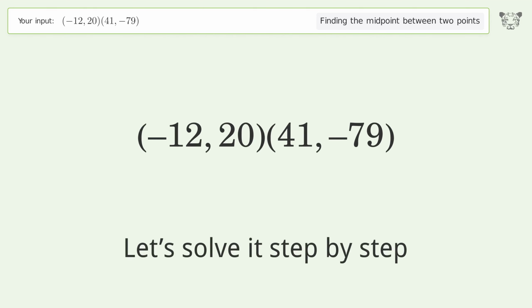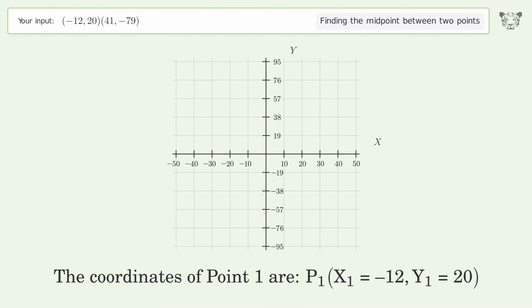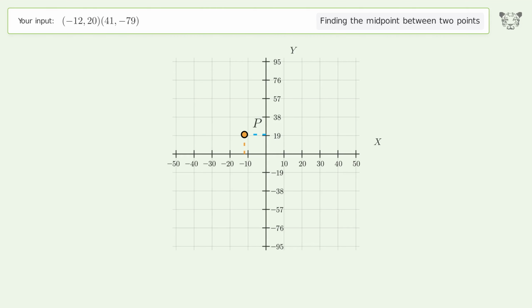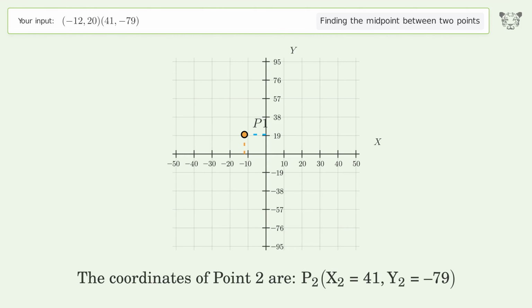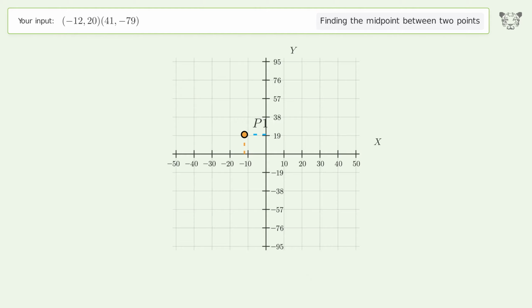The coordinates of point 1 are x1 equals negative 12, y1 equals 20. The coordinates of point 2 are x2 equals 41, y2 equals negative 79. PM represents the midpoint of the 2 points.